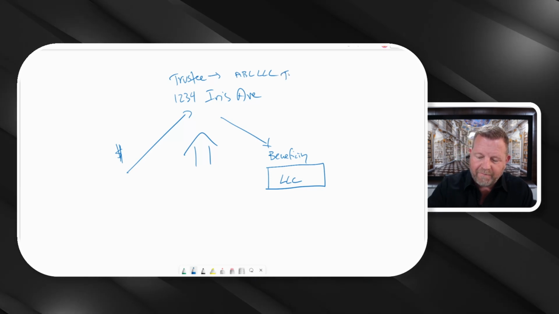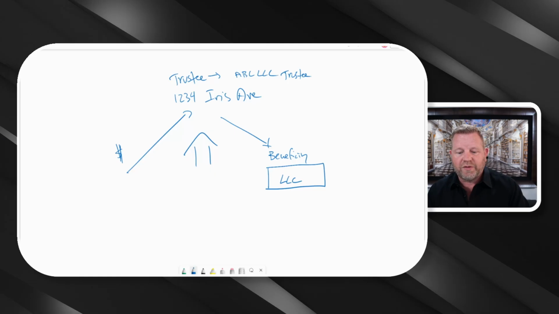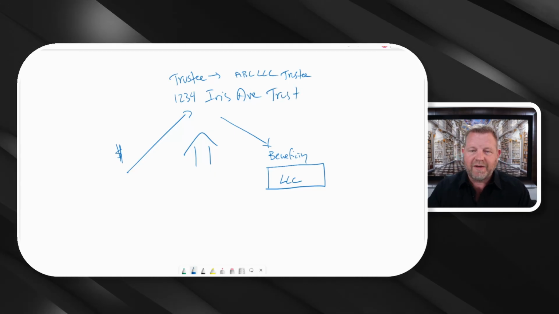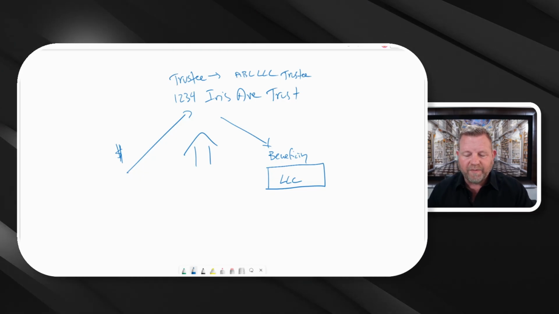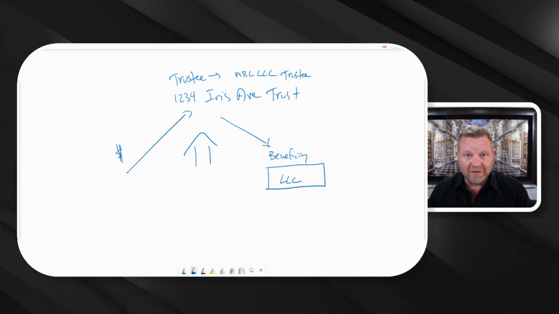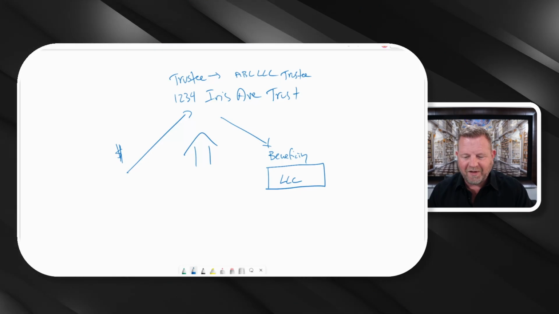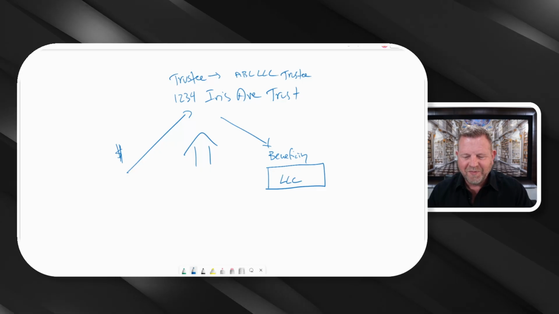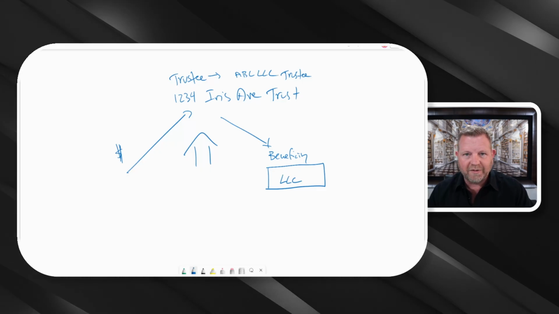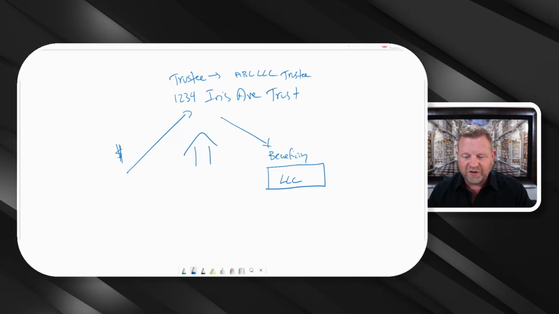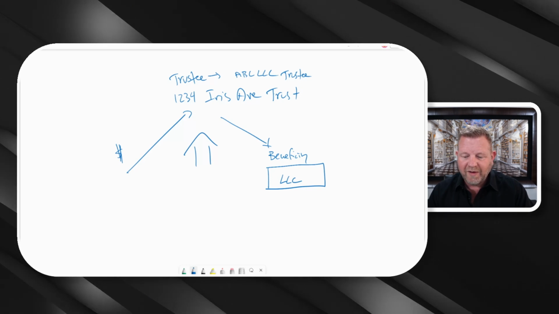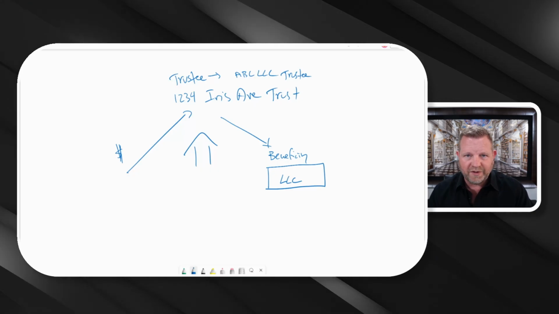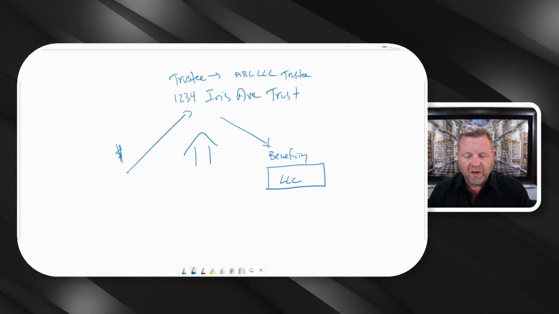Trustee of the 1234 Iris Avenue Trust. Sometimes you add the dated date. A lot of times I do that just because I like it really long. It makes it look really crazy on an asset protection search. Like if somebody's looking for assets, they see these things and they're like, oh my God, because it's going to eat up all the figures. So it's ABC LLC, trustee of the 1234 Iris Avenue Trust, dated June 1st, 2029, whatever the date is that you signed it.